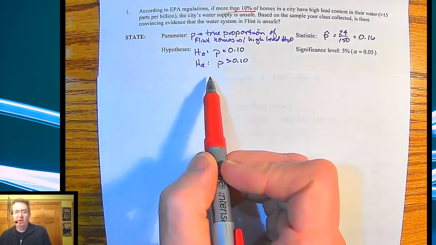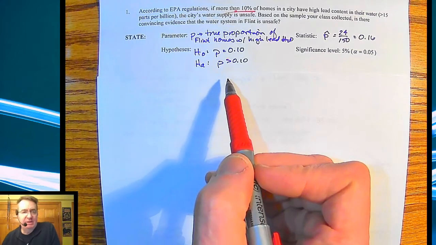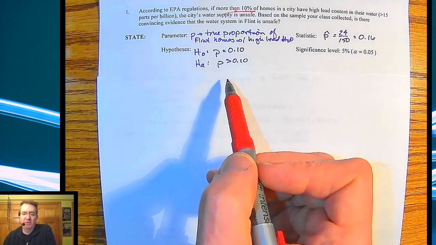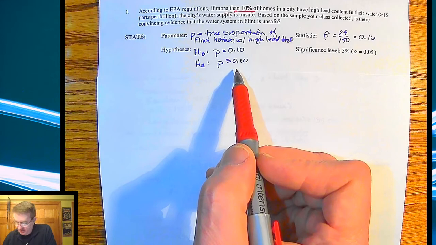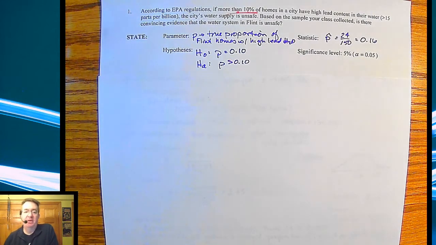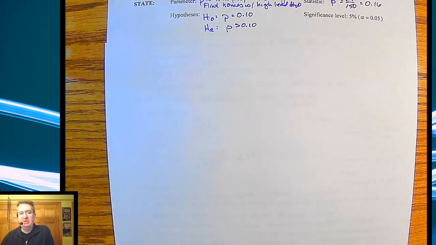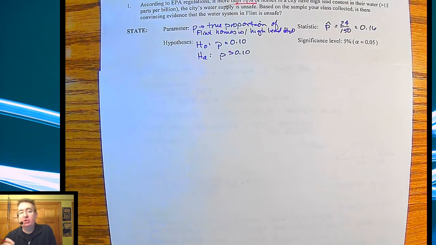Okay. And our alternative hypothesis is that the water is unsafe, that the proportion of homes in the city of Flint that have lead in their water is bigger than 10%. Now, if you start noticing a trend, this is very similar to what we saw with confidence intervals for proportions. It is. So it's going to be a very straightforward process.